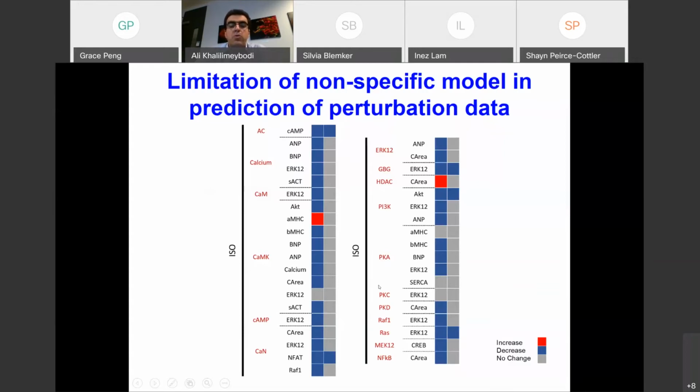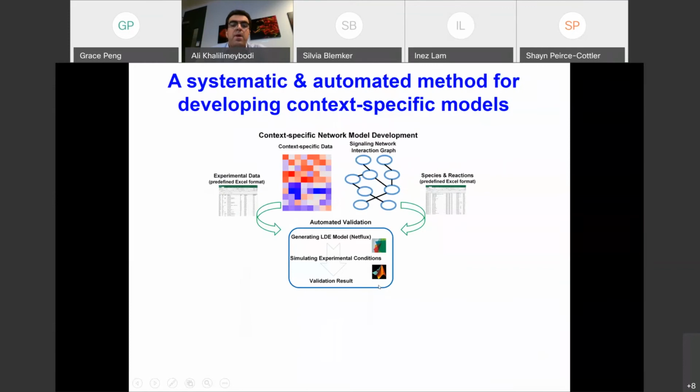To resolve this problem, I developed a systematic and automated method for developing context-specific models. This method uses an automated validation core. We give the signal network interaction graph, or the reactions, through a predefined Excel format as input to this core. And we also use our context-specific data in another predefined Excel format as other input.